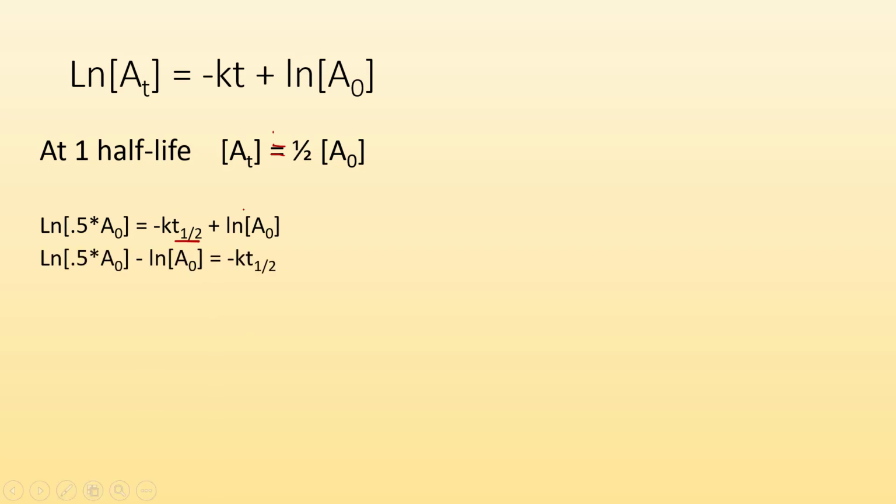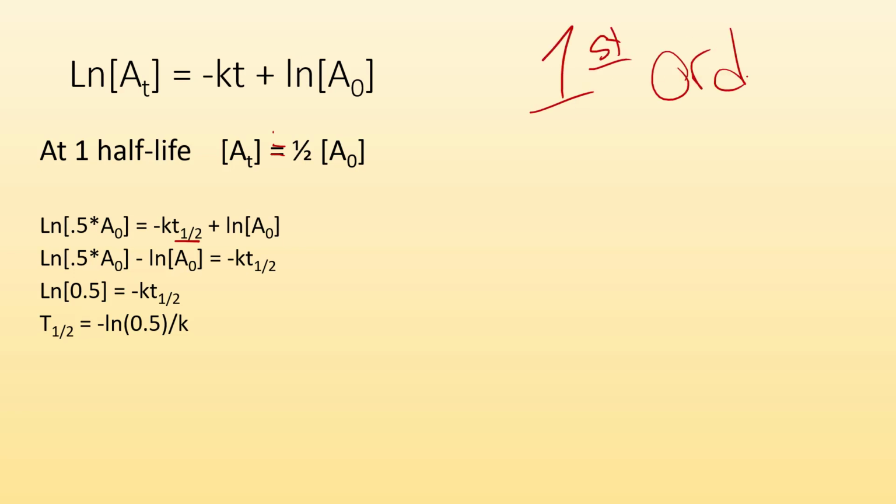And then you just do a little rearranging. Let me get t on one side by itself. So I have to subtract ln of A0 on both sides and do a little log rule stuff: ln 0.5 A0 minus ln A0 equals ln 0.5 equals negative k t 1/2. You do the algebra, and you end up with this equation: the t 1/2, or the half-life, is equal to negative natural log of 0.5 divided by k. And that's true for all first order reactions.